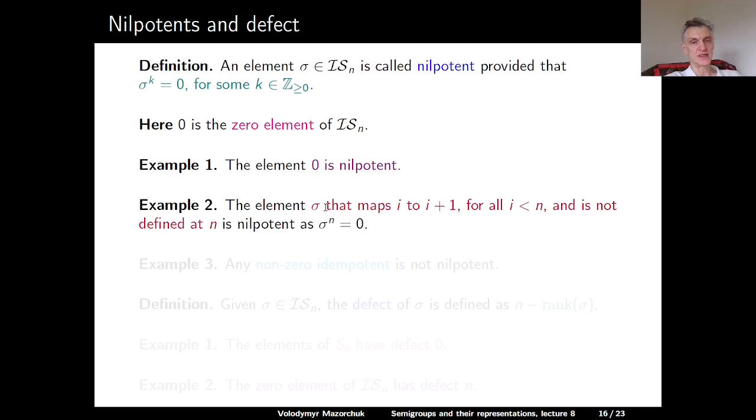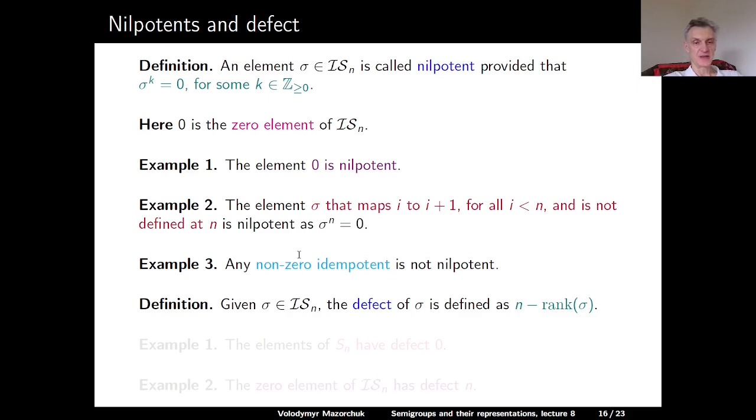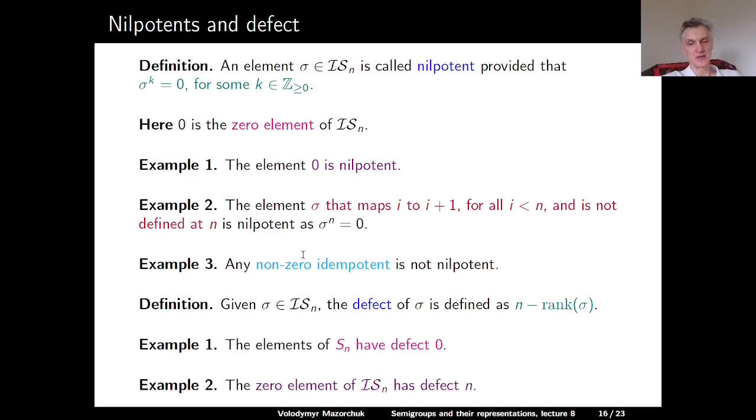Example 2, the element sigma, which maps i to i plus 1 for all i smaller than n, and which is not defined at n, is nilpotent because sigma to the power n is 0. Example 3, any non-zero idempotent is not nilpotent, because any power of it is equal to it, and this is non-zero. And the definition of a defect: given sigma in ISN, the defect of sigma is defined as n minus the rank of sigma. So for example, all permutations have defect 0, and in example 2, the 0 element has defect n, the maximal possible defect.